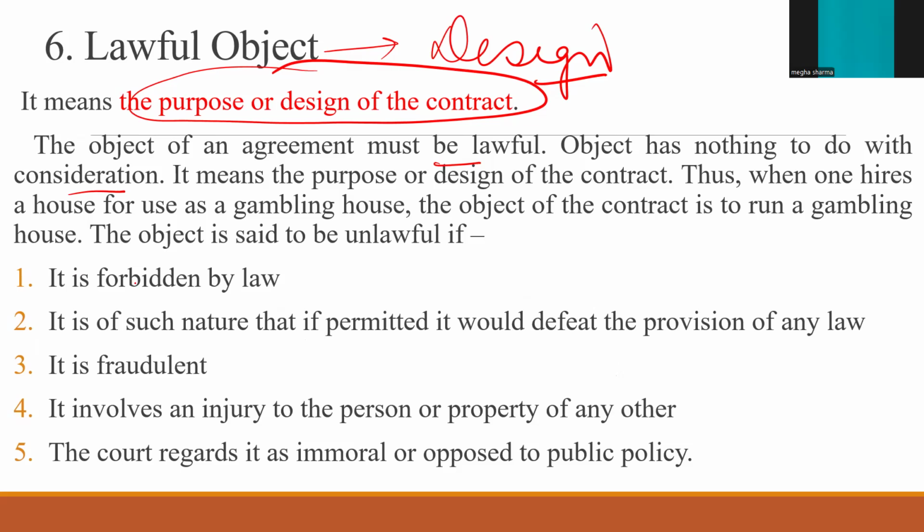When one hires a house for the use of gambling, the object of the contract is to run the gambling. Then the object is unlawful. Why? Because it is forbidden by law. It is of such a nature that if it is permitted, it would defeat the provision of any law. So we cannot allow such activity. It's fraudulent in nature. It involves injury to a person or a property. The court regards it as immoral or opposed to public policy.